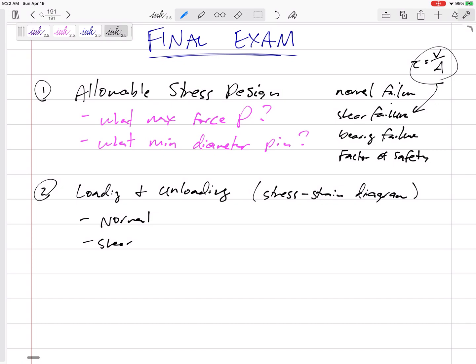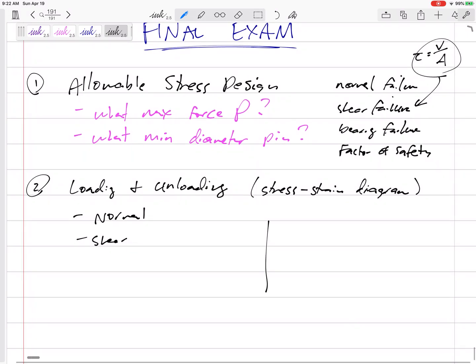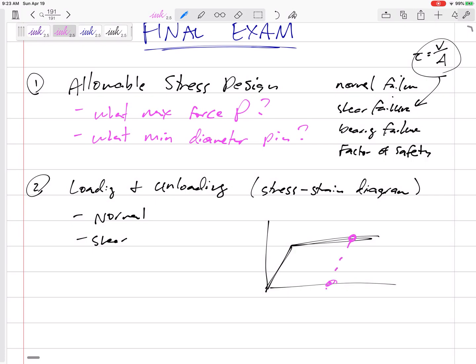find the permanent recovery, find the elastic recovery, permanent set, the elastic recovery. I'm not going to give you one that curves, right? I'm going to give you one that is linear in the elastic region, it's linear in the yielding region, so that you will be able to calculate that point. You'll be able to calculate that point. You'll find the, that's the elastic recovery. This is the permanent set.